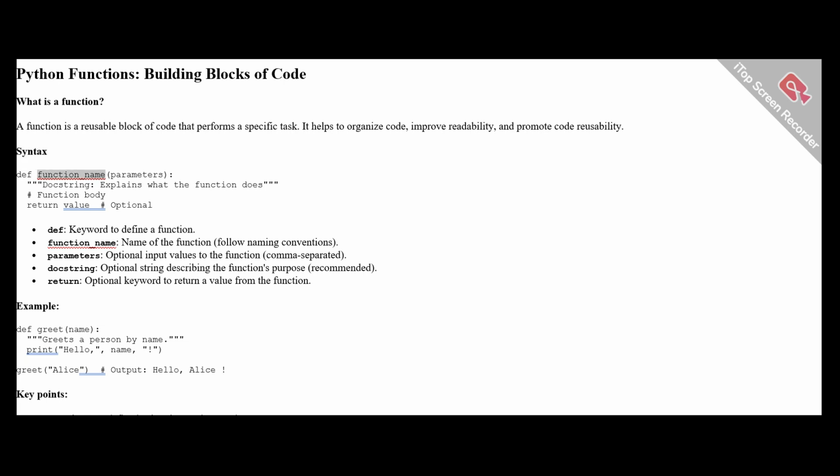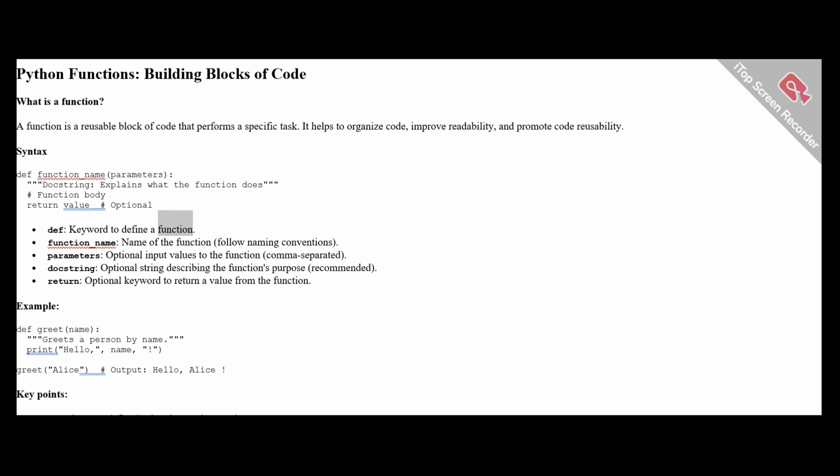Syntax: def function_name(parameters): """Docstring explains what the function does.""" # function body. return value # optional.